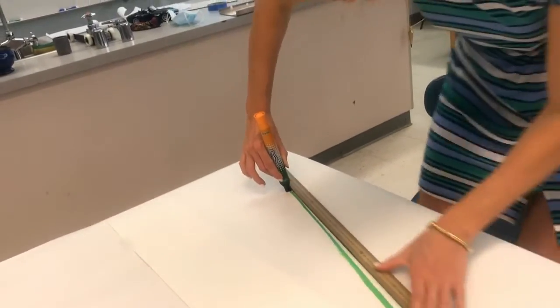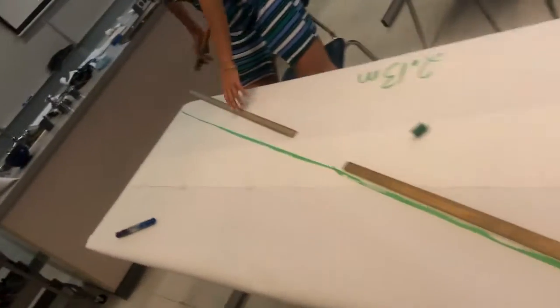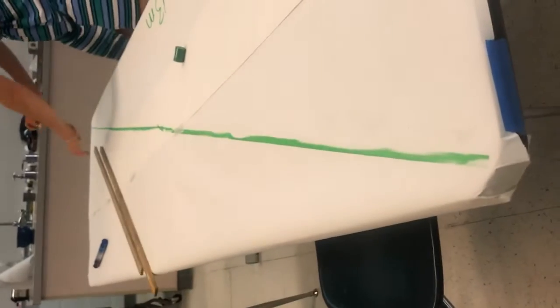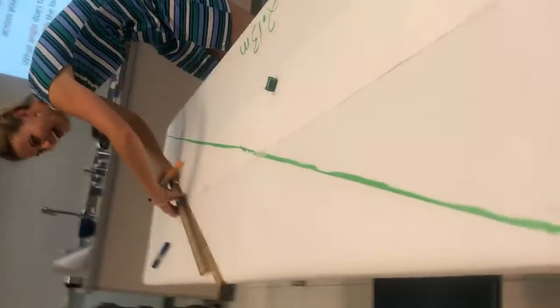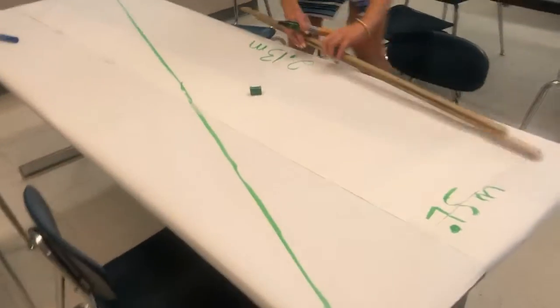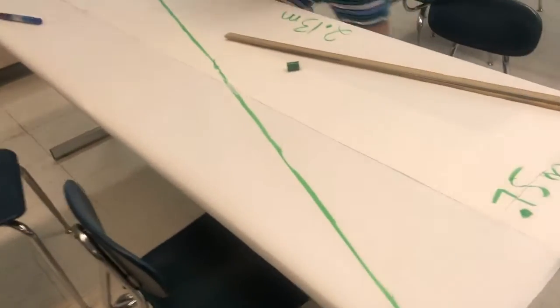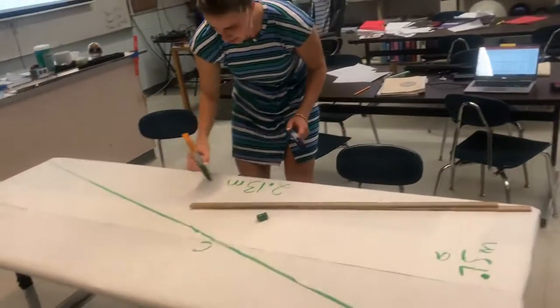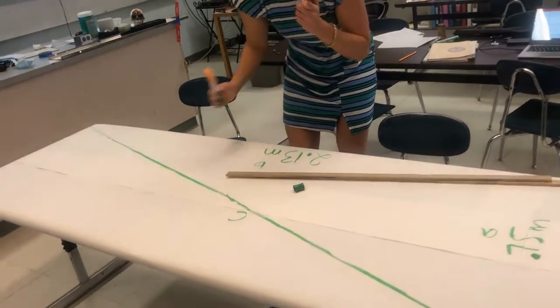So we use pencils, ladies and gentlemen. That is a perfectly straight line. It doesn't get much better than this. How are we going to do this? What was that equation again? This is like C, this is like A, and this is like B. I might have got my numbers mixed up.